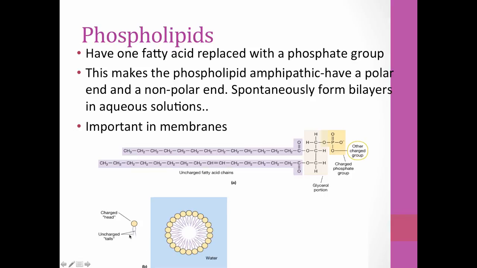So detergents in your soap have an uncharged area and a charged area. So the uncharged area picks up the grease or the dirt or whatever is on your clothes inside of it and dissolves in water with these polar heads.